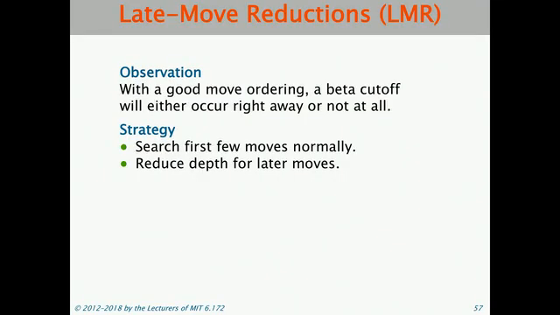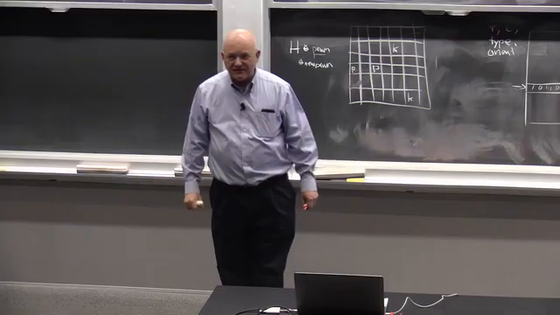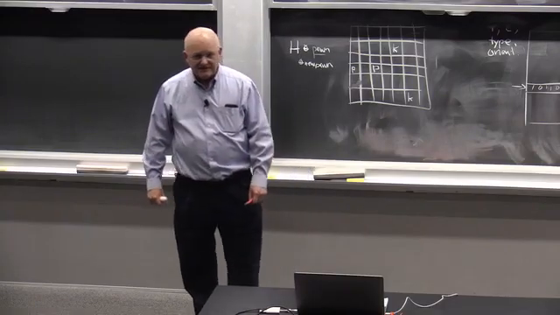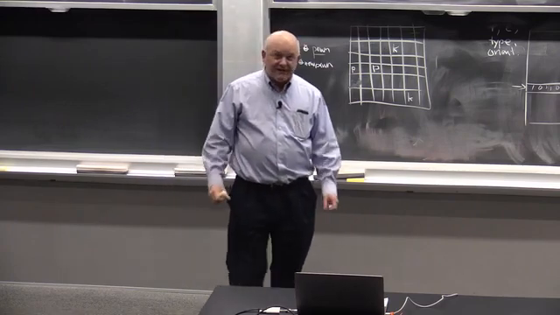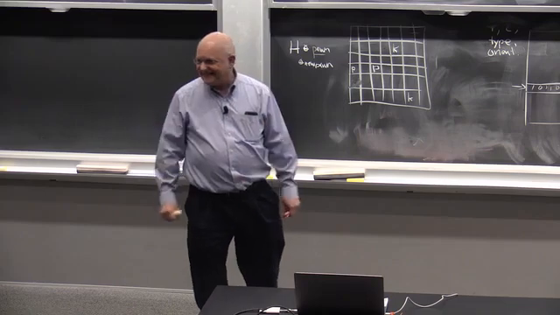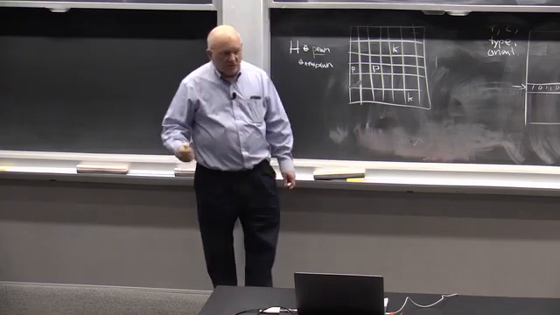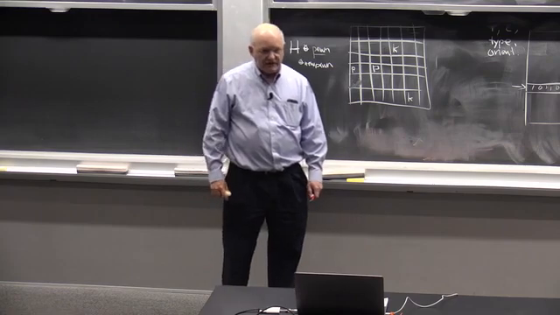With a good move ordering, a beta cutoff will either occur right away or not at all. So you search the first few moves normally, and then you start reducing the depth for moves. I believe in our code we have 2 numbers where we reduce by depth 1 after a certain number of moves and reduce by depth 2 after a certain number of other moves. Those are things that you can tune. I wouldn't tune them very much, I don't think, and once again, I could probably be wrong here, and some of us discover, if you tune it like this, it's way better. But that's the idea of the late move reductions.